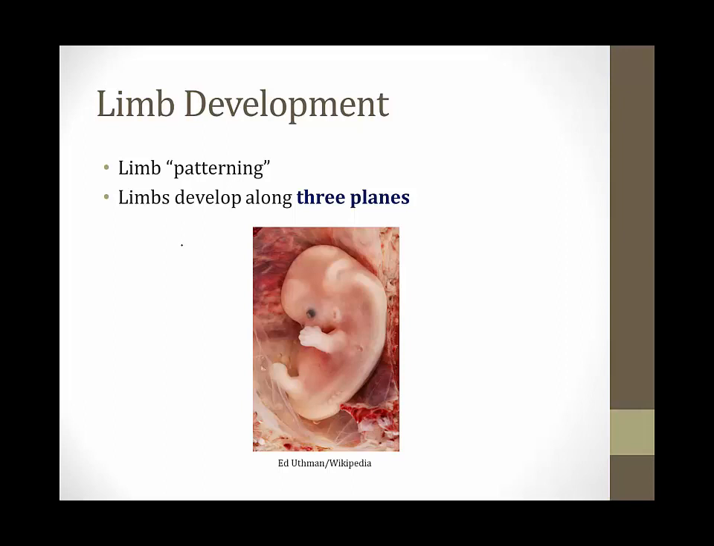Now let's talk about its other important role in embryology, and that has to do with limb development. You will see this described in your textbooks as limb patterning, and by this they mean the development of the body pattern with the arms and the legs in their proper position. And in order for limbs to develop normally, they have to develop along 3 planes, and let's talk about that in the next few slides.